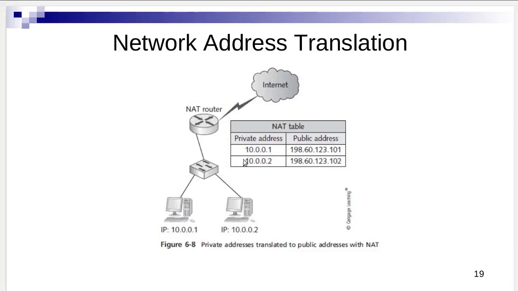And so if you use multiple public IP addresses, there's no ambiguity. You know that 10.0.0.1 is this IP address ending in 101. 10.0.0.2 is another IP address ending in 102. You can have that.